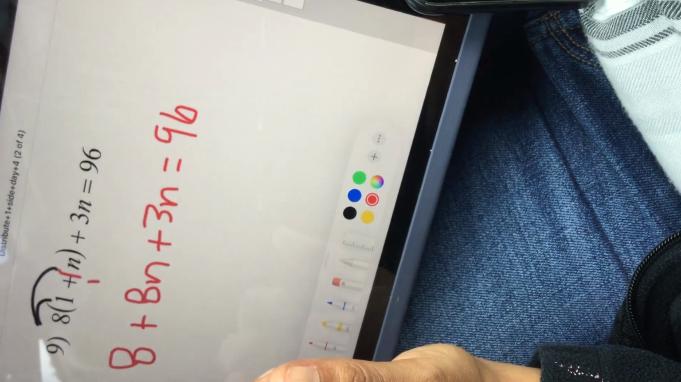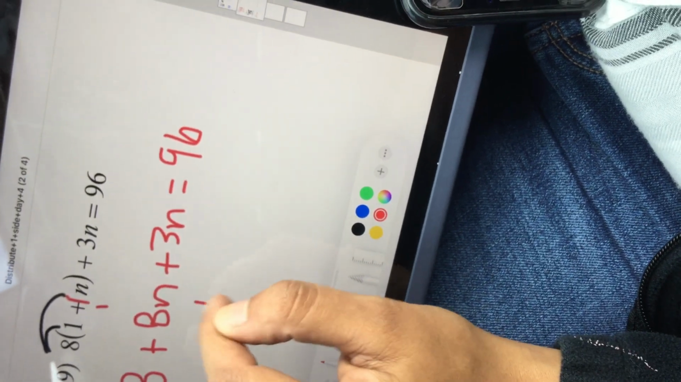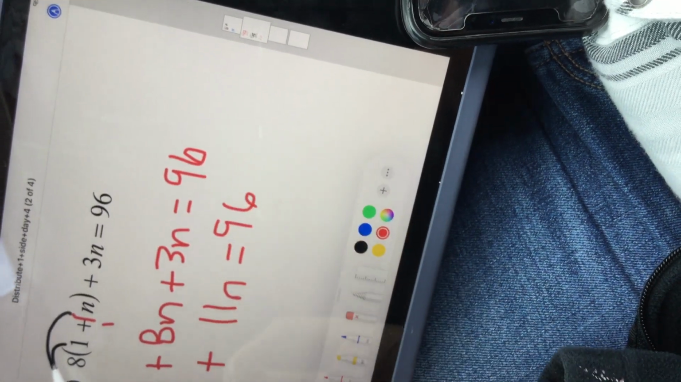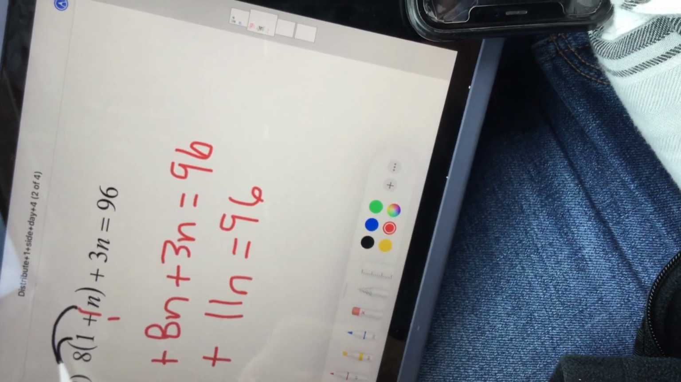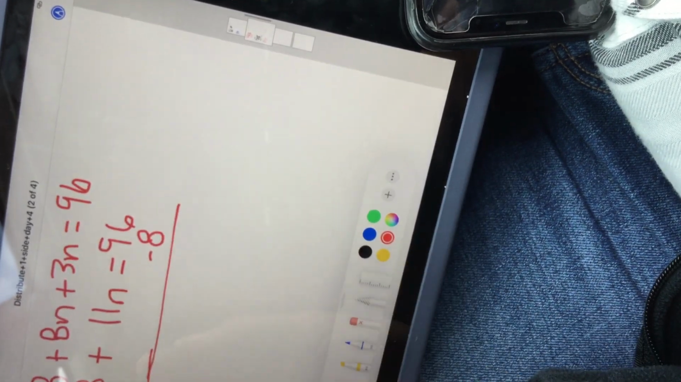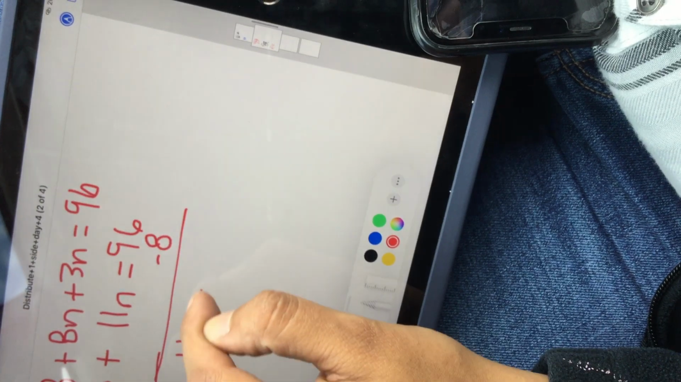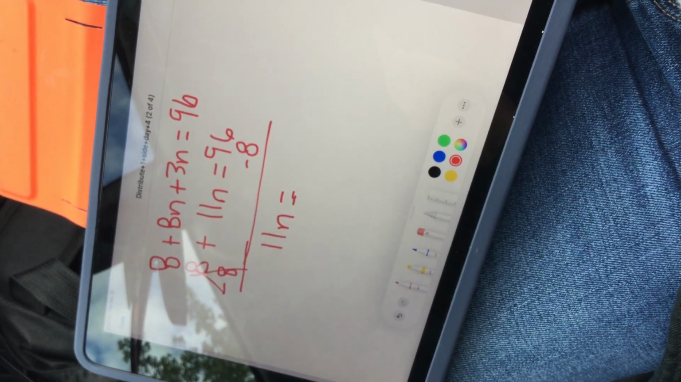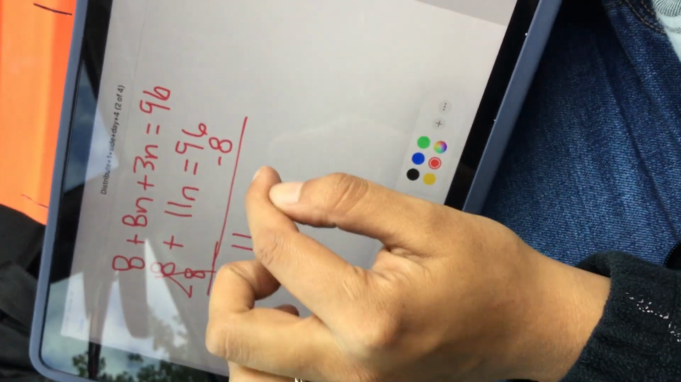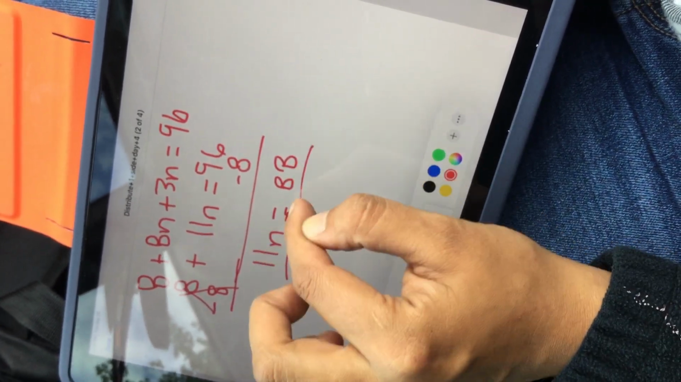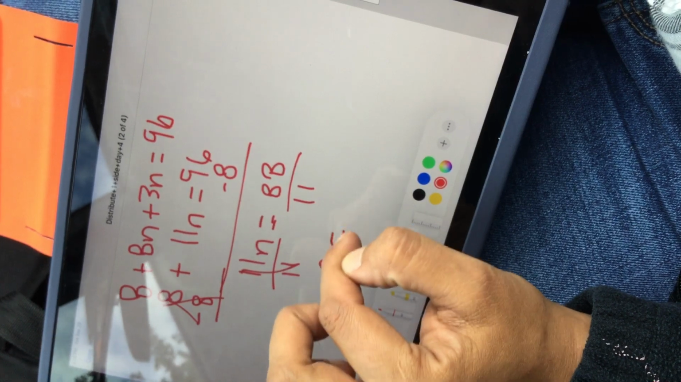So 8, 9, 10, 11n equals 96. We can add or subtract. So we're going to subtract 8. So I got 11n equals, sorry, I'm trying to hold the thing at the same time. 96 minus 8 is going to be 88. And our last step is always to divide by 11. So n equals 8.